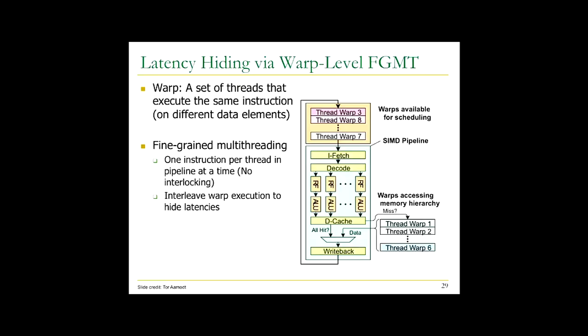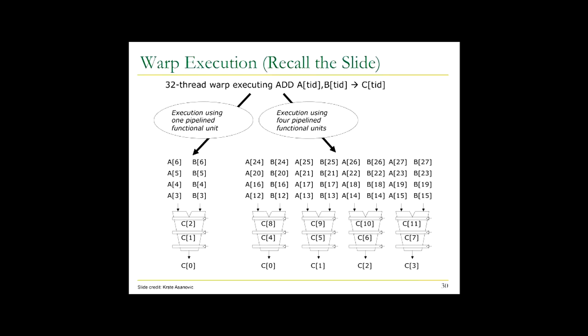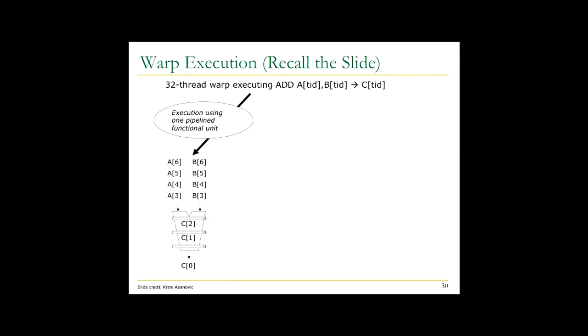Basically, this picture builds upon this picture over here. So here we have a warp that has 32 threads. You're basically executing the same instruction across 32 threads or 32 pieces of data elements. They're doing 32 different iterations, right? Now, if you have only one functional unit that looks like this, you execute them in 32 cycles, right? That's this example.